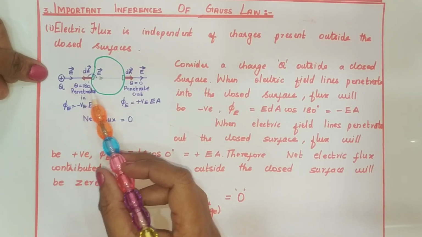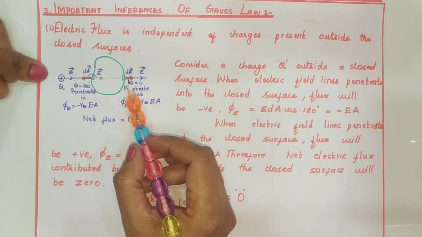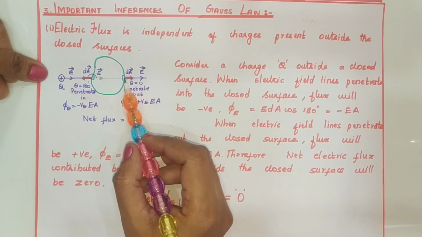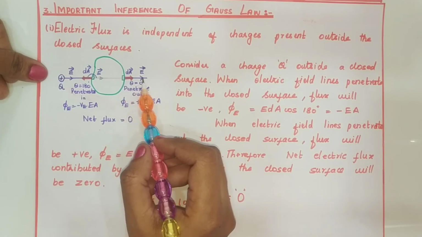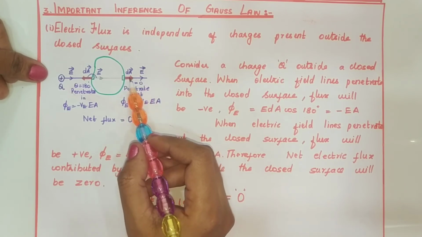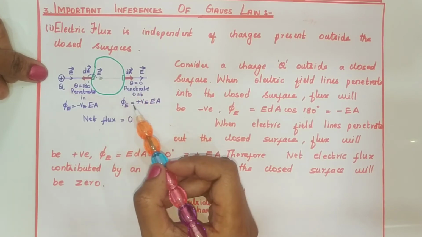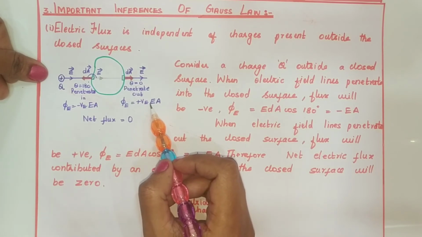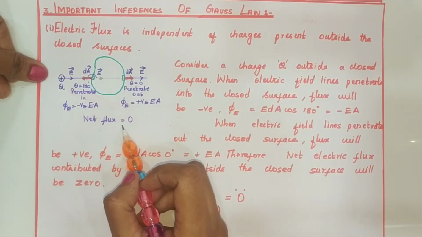Okay. Now what happens on the penetrating outside? Here the direction of the area element and the E vector are both in the same direction, and so there is no angle between dA vector and E vector. They both are parallel, and so theta is equal to 0. So the electric flux phi E will be positive of EA. So the net flux will be 0.